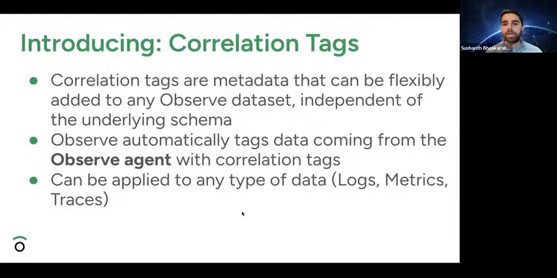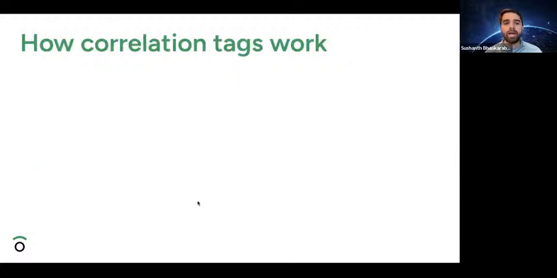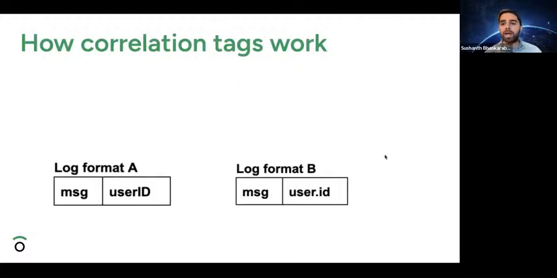And because it's a flexible system that's independent of the schema, you don't need to worry about, let's say, two teams aligning on a certain data format. So let's just look at how that works, right? I might have on the left-hand side a log format coming from team A. They are including a message as well as a userID attribute. And on the right side, there's a log format from team B. They also have a message, but the user ID is formatted differently. It's formatted as user.id.